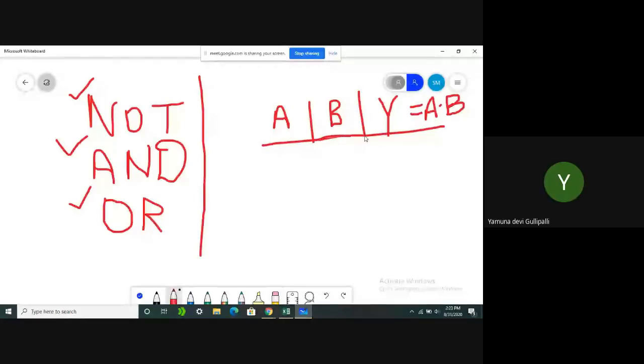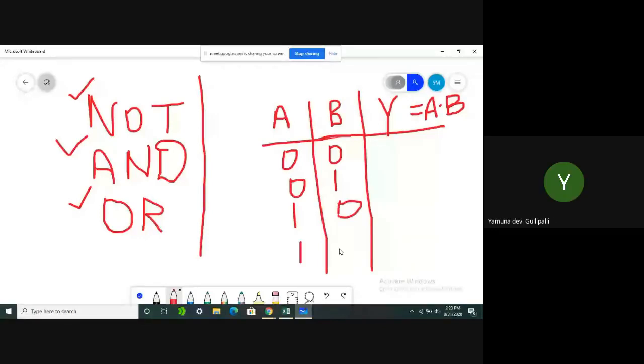To represent it clearly, this is not the proper way, so I am writing from the minimum combination to the maximum combination. First, the minimum is both zeros, giving output 0. The next combination is 0 and 1, giving 0. The next is 1 and 0, giving 0. The final combination is 1 and 1, giving 1. For the first three combinations the output is 0, and only for the final combination is it 1.